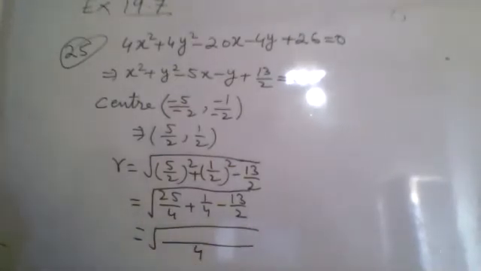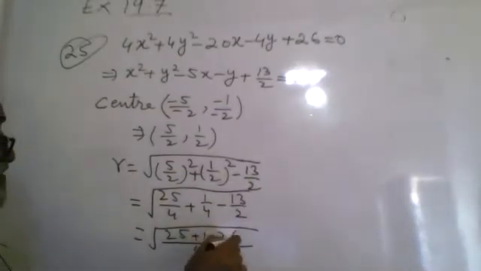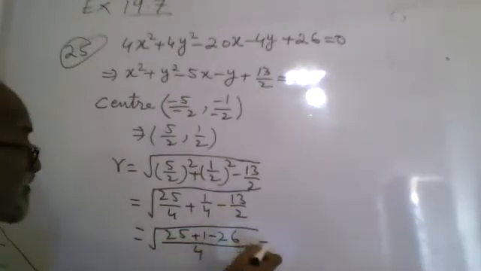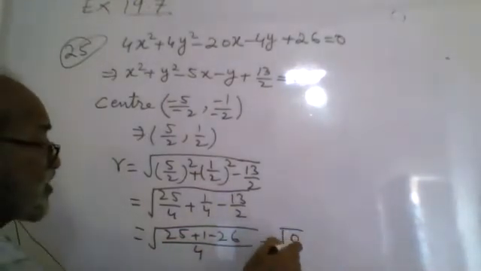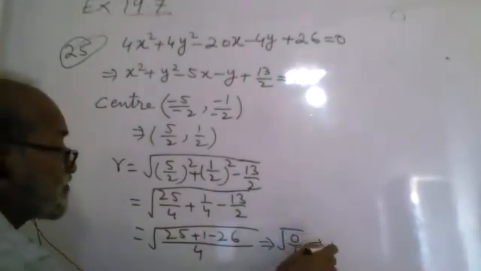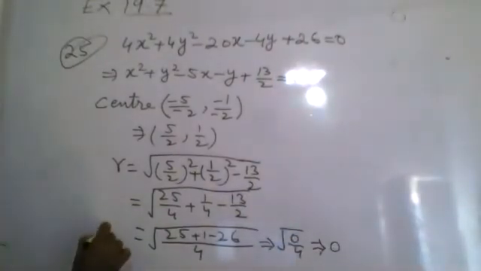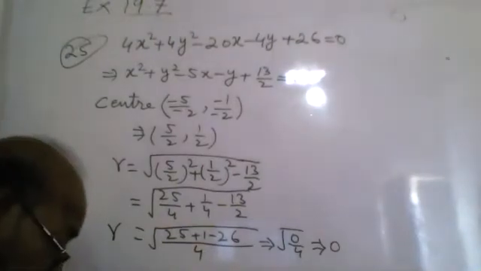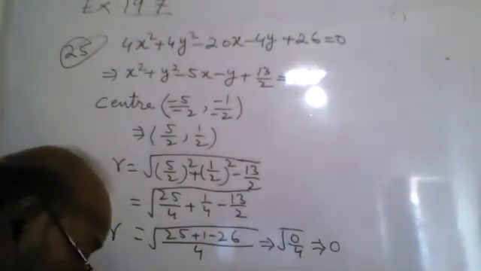25 plus 1 minus 4 2s are 2, 2 into this is 26. 25 plus 1, 26 minus 26 will be 0. 0 upon 4 is equal to 0. So this is a point circle. When R is 0, the radius is zero, it is a point circle. Question number 25 is a point circle.